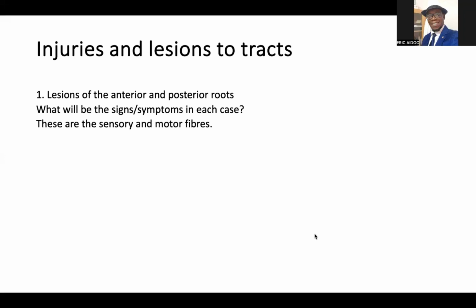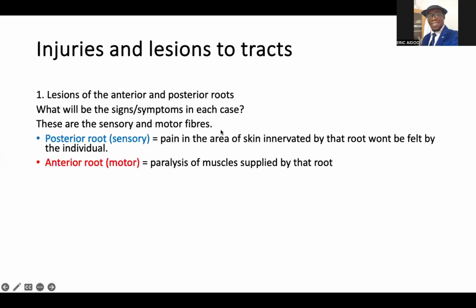The roots, as in the afferent fibers entering and the motor fibers leaving the spinal cord. At the point where they enter or leave, they form roots. So these are the sensory and motor fibers we are talking about. For the posterior root, which is sensory, you are going to have pain in the area of the skin innervated by that root, not felt by the individual. And for the anterior, which is motor, you are going to have paralysis of muscles supplied by that root.